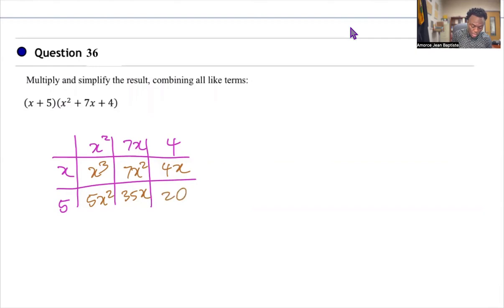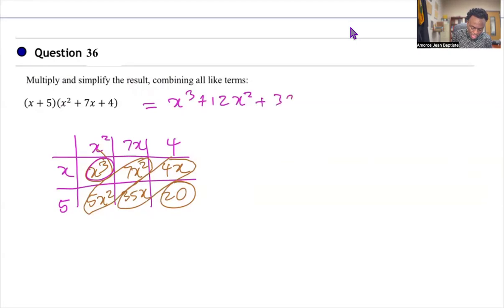So these two are going to be the first and the last terms. These ones will be combined together because they will be like terms. So your answer will be here. The first term, x cubed. And then these two combine, that's plus 12x squared. These two will combine also, plus 39x, and then plus 20.